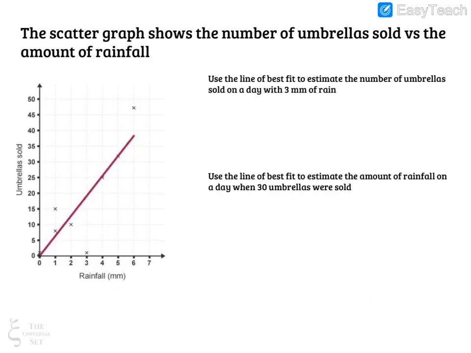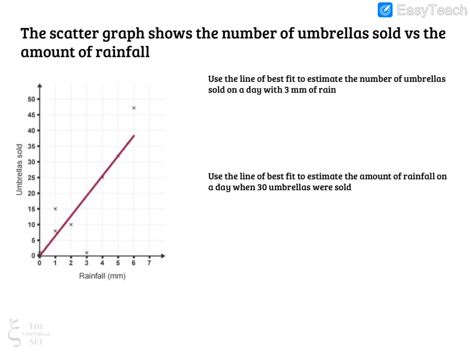So this scatter graph here shows the number of umbrellas sold, that's this axis here, versus the amount of rainfall, that's this axis here. The question here is asking us to use the line of best fit. The line of best fit has already been drawn for us here, to estimate the number of umbrellas sold on a day with 3 millimeters of rain. So what we're going to do is, 3 millimeters of rain is the bit that we are given. That's the bit of information that we've got.